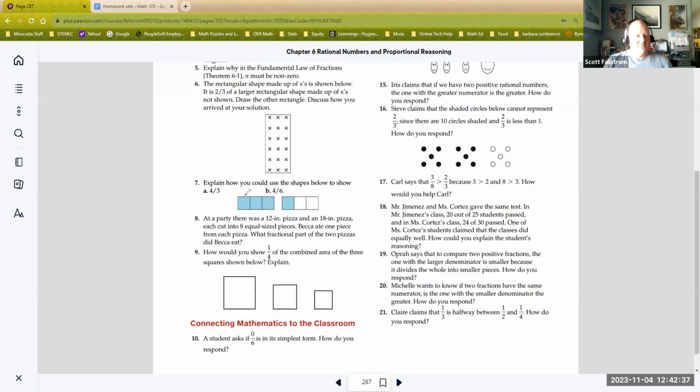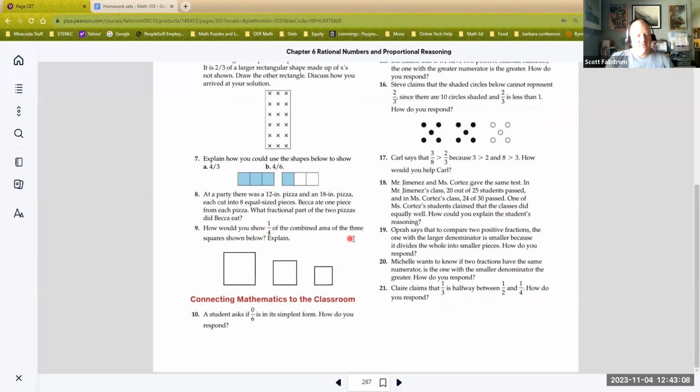Explain how you could use these shapes to show 4/3 and also 4/6. So the same shape could be used for that. Oh, this is the pizza question. I already mentioned that in one of the other homework pieces where it's, hey, I've got a 12-inch pizza and an 18-inch pizza. We get 8 equal sized pieces and you eat one from one. And you say, oh, well, then I must have eaten 1 and 2. That's 2 pieces out of 16. So, oh, yeah, I ate 1/8. Did you eat 1/8 or not?